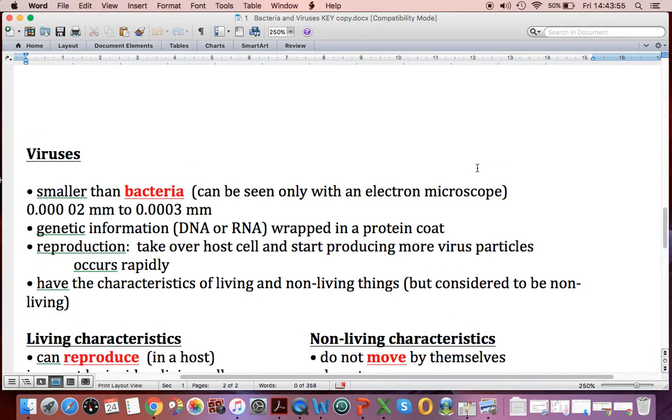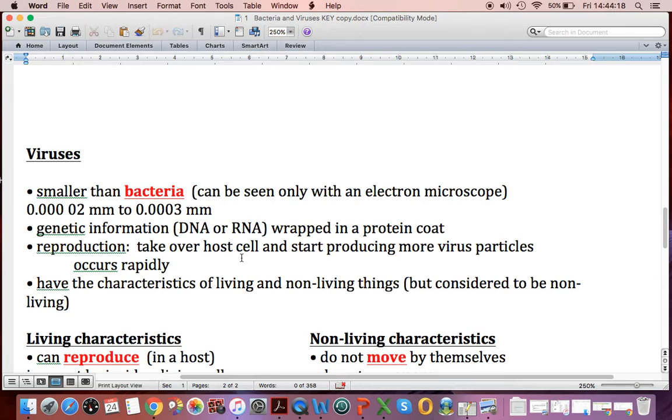Viruses are even smaller than bacteria. Now recall, bacteria are considered to be the smallest forms of life. So viruses turned out to be borderline. They have characteristics of living things and non-living things. They're so small they can only be seen with an electron microscope, and this gives you a sense of the scale, that they're in the order of 100 times smaller than bacteria.